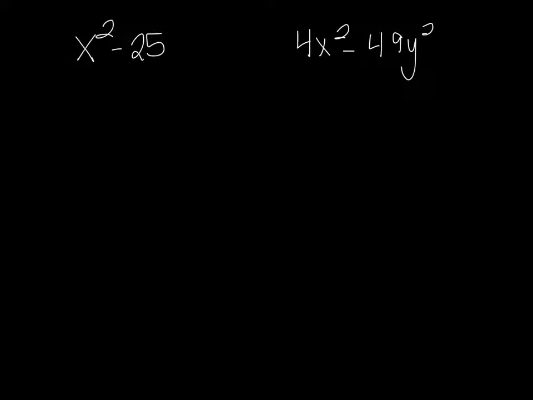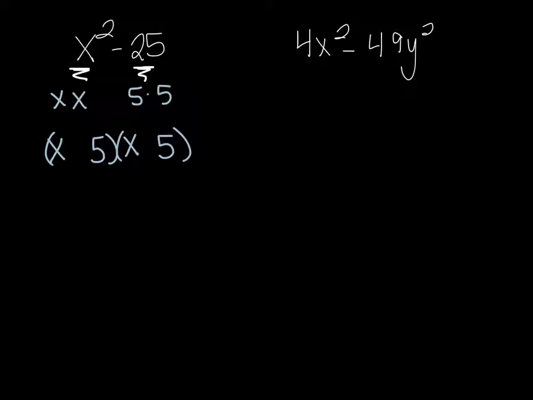The difference of two squares means you're going to have a perfect square on the left and a perfect square on the right. So they both have to be perfect squares. So if I was to look at this first one and break it down, I have x and x, 5 times 5. So when I factor this, each one of them is going to get an x, and each one of them is going to get a 5.